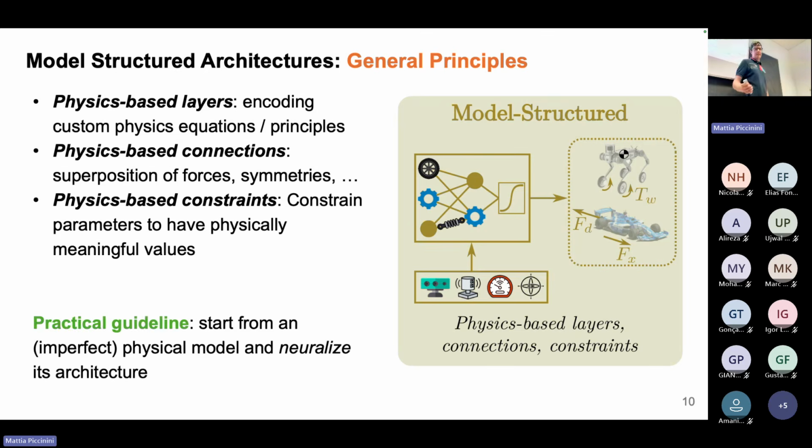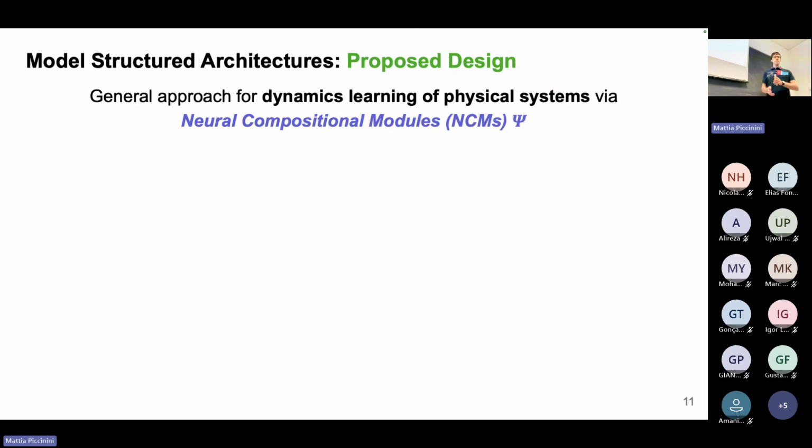And these are indeed general principles, but based on them we would like to propose one particular implementation or one class of implementations that builds on top of these principles. This is a general approach for dynamics learning of physical systems, or at least we would like to frame it in this way, using what we call neural compositional modules.